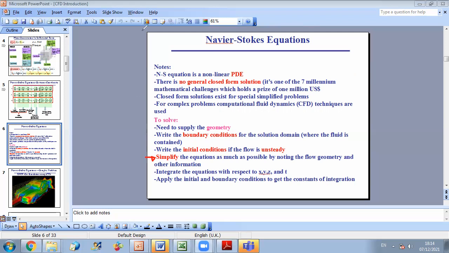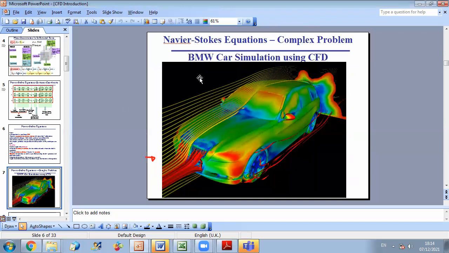Now, what are problems that require CFD? As we said, cases where we have complex geometry. For example, if you want to test the design of a car, you want to find drag and lift forces on a car, on a BMW car. You want to improve its design. Of course, you cannot do it analytically. Okay, you need to do either experiments or computational fluid dynamics analysis.